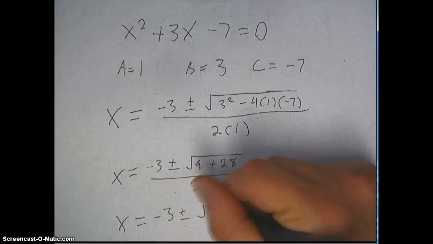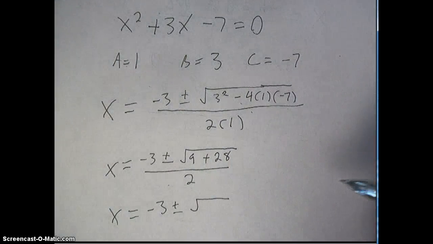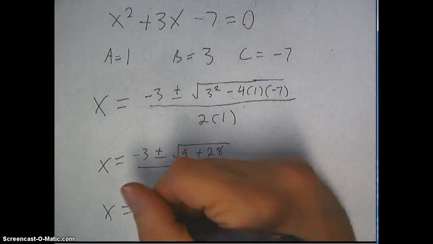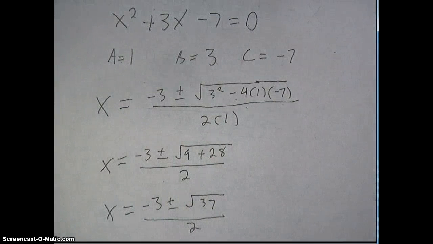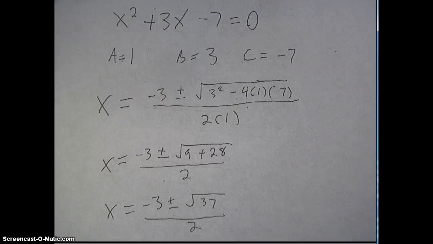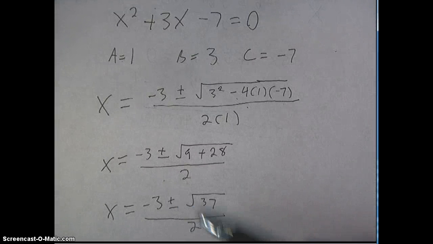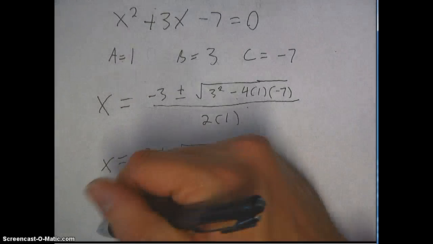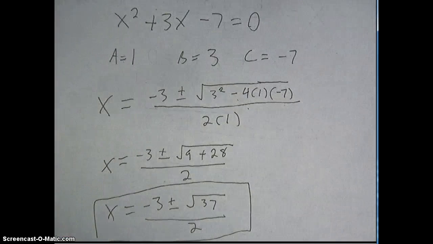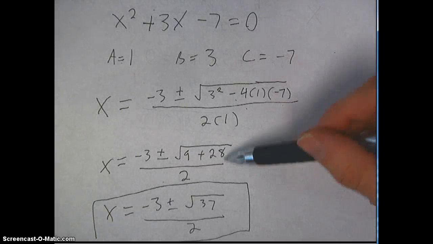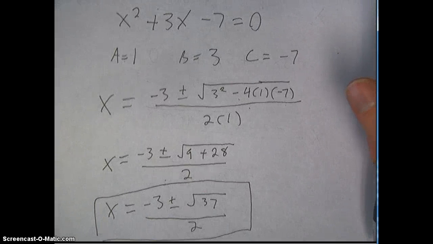-3 plus and minus the square root, 9 plus 28 is 37, all divided by 2. Now, there's not really any more simplification we can do here. What are you going to do with the square root of 37? 37 is a prime number. There's not much you're going to be able to do with it. I guess you could do -3 divided by 2 and the square root of 37 divided by 2. That's not going to do much for you. This is the exact answer. These are the two solutions to this quadratic. This is where this graph crosses the x-axis.